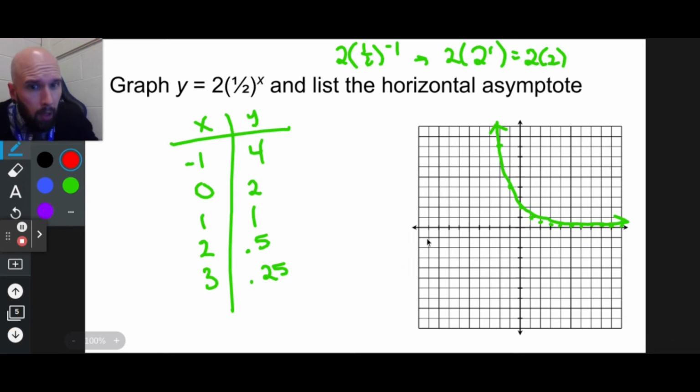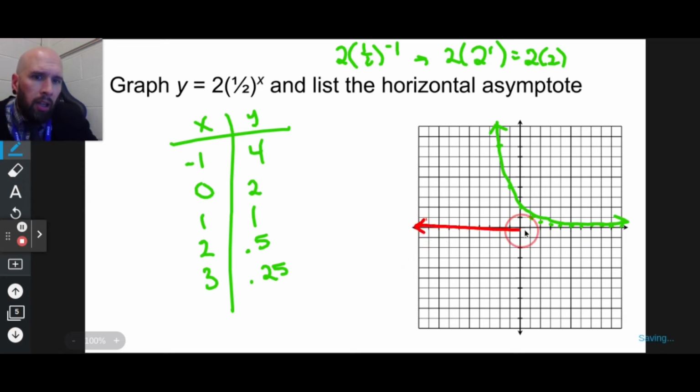Just like last time, I have a horizontal asymptote, and it's the x-axis, which means my horizontal asymptote is, again, y equals 0.